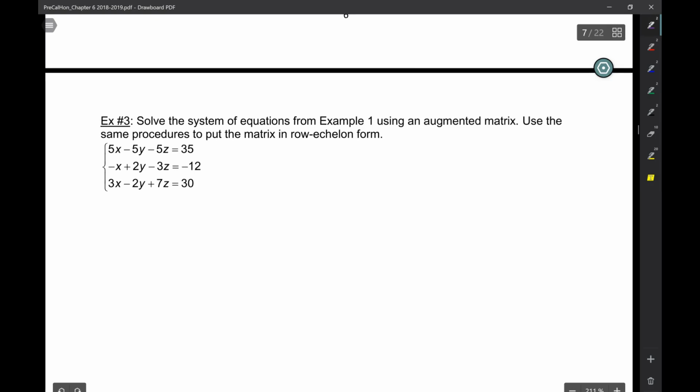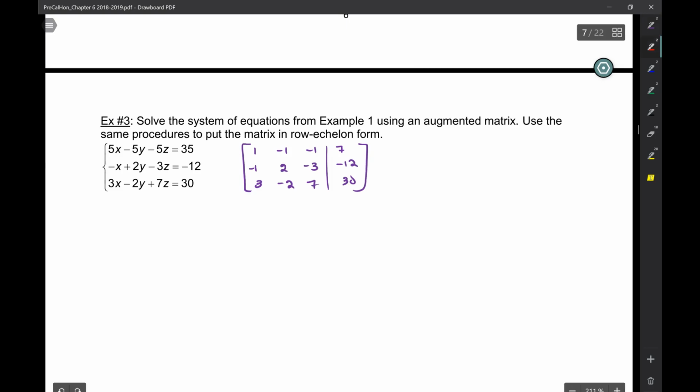I'm going to divide everything by 5 first. So here I'm going to have 1, -1, -1, 7, -1, 2, -3, -12, 3, -2, 7, 30. And then I do a solid line. It's just faster for me. Doesn't matter.